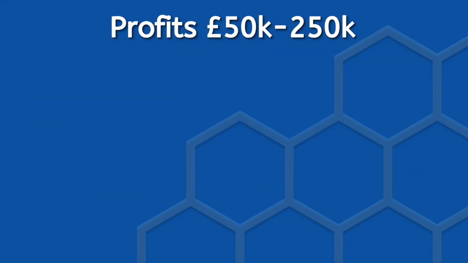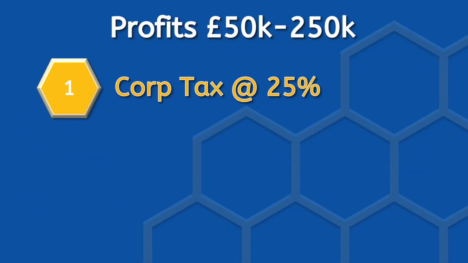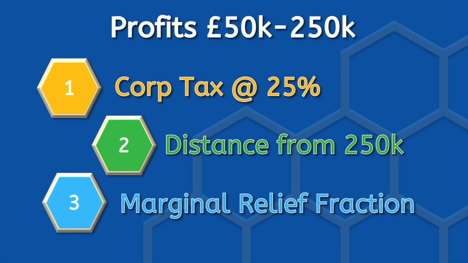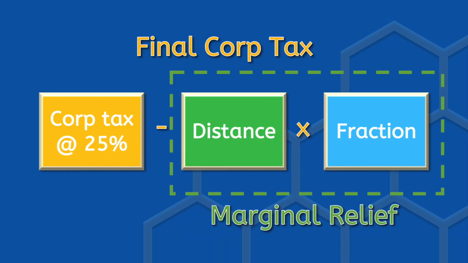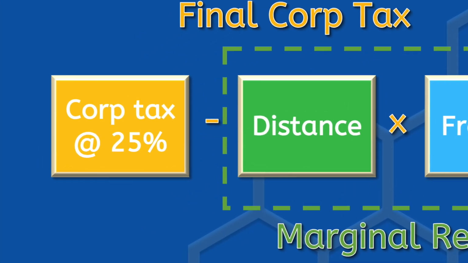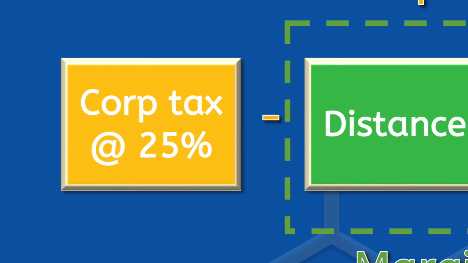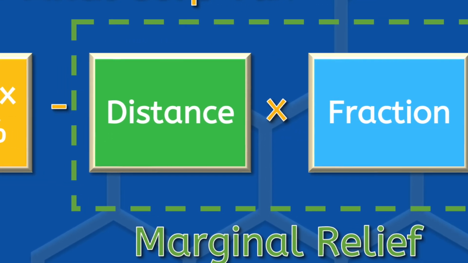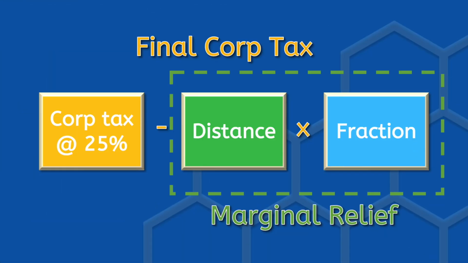To calculate it, we need to know our corporation tax if you pay 25%, that's the upper threshold, how far you are from the 250k, and the marginal relief fraction. Your final tax paid will be your tax at the upper threshold minus the marginal relief. The marginal relief being how far you are from the threshold multiplied by that fraction. Let's go through step by step.